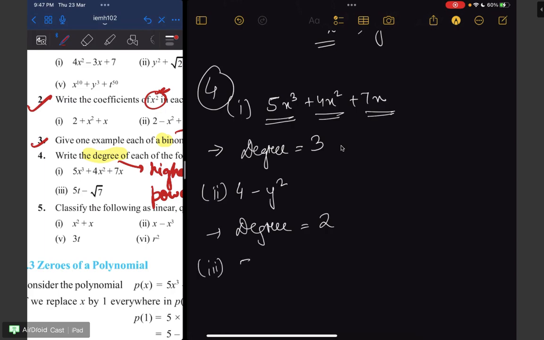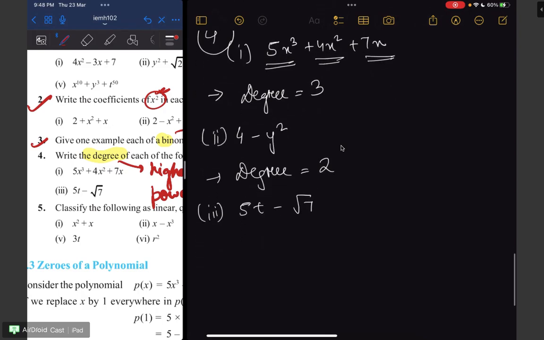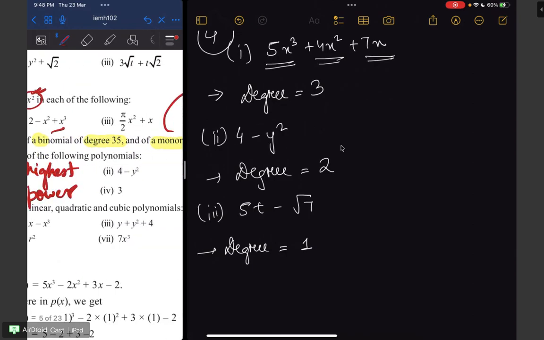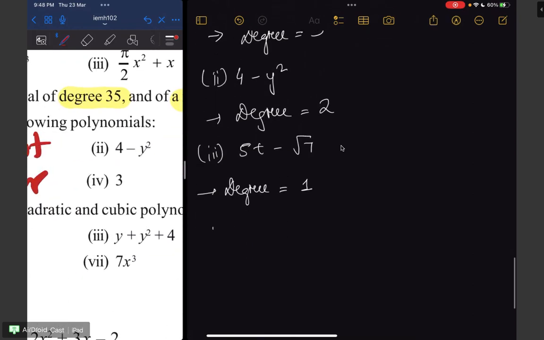For the third problem, let's see, we have 5t minus root over 7. So how many variables are there? We have only one variable, so no power is mentioned. If no power is mentioned of that variable, then what is the power? The power is 1. So what will be the degree of this particular expression? The degree is nothing but 1.